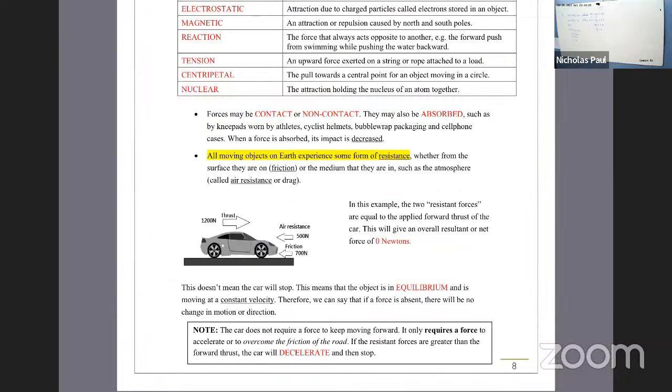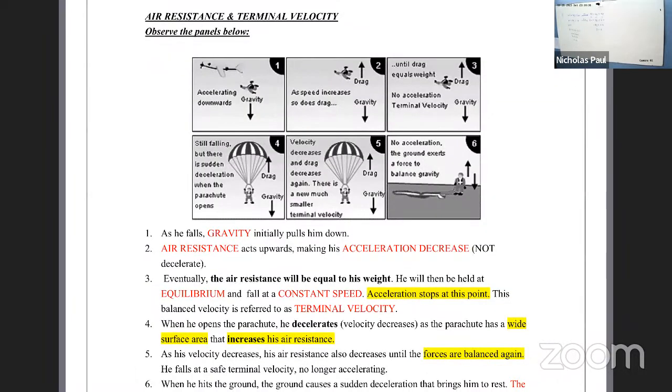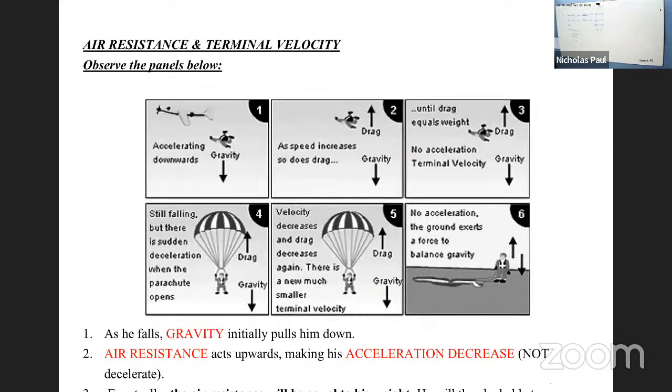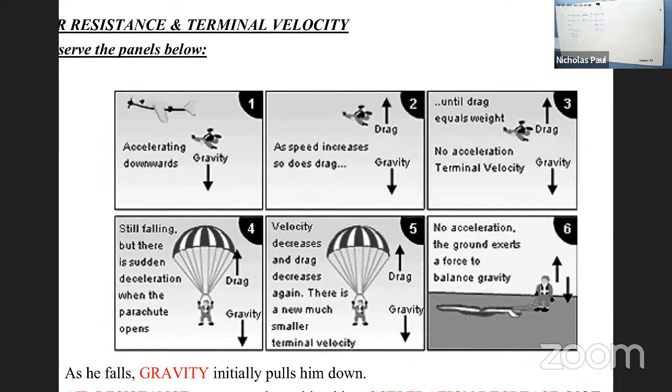We talked about thrust and those things. We'll do acceleration later on. Here's an example of something called terminal velocity.